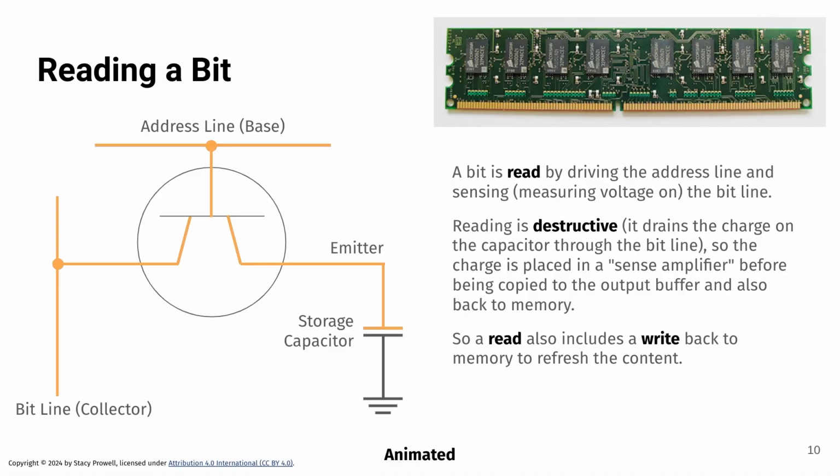So before the charge gets placed in a sense amplifier, which I'm not going to talk about, it gets copied to an output buffer, which I'm not going to talk about, but then it also needs to be written back to memory. Now, you can think of these as discrete operations. In reality, what happens is a little more elegant, I'll say.